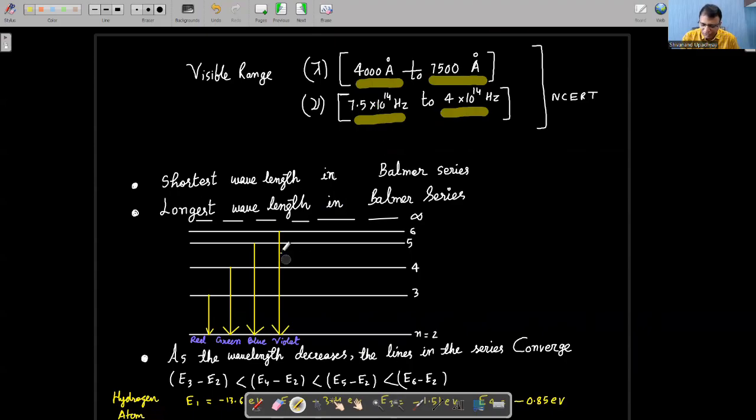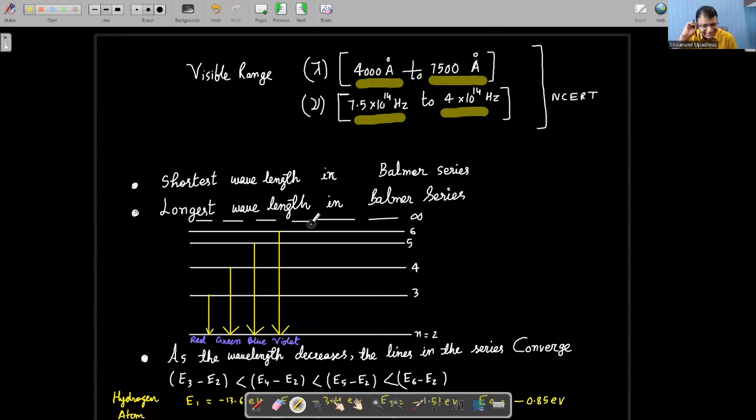When we are talking about Bohr's series, when the electron moves from the third orbit to the second orbit, the energy difference is minimum, so the corresponding wavelength is maximum. So when they say longest wavelength of Bohr's series, they are talking about the first line. When they say shortest wavelength of Bohr's series, the electron is moving from infinity to the second orbit, so this difference is largest. So be careful about shortest and longest wavelength.